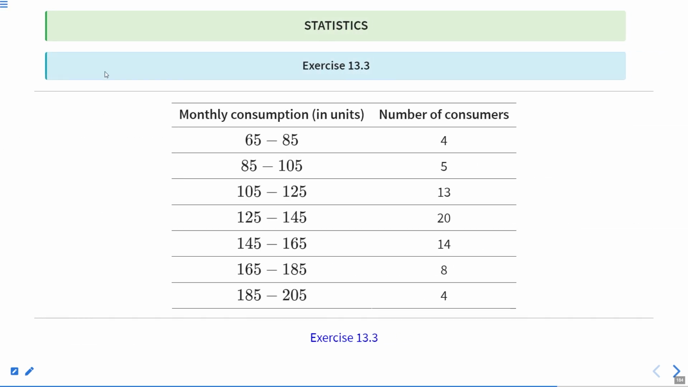Here in this column we have monthly consumption in units, and in this column we have the number of consumers. In the first class, 65 to 85, the number of consumers is 4. In 85 to 105, the number of consumers is 5. In the next class the number of consumers is 13, then 20, then 14, then 8, and for the last class the number of consumers is 4.